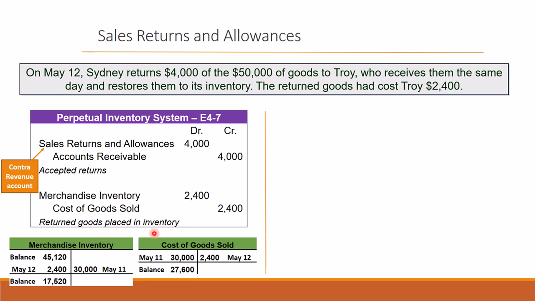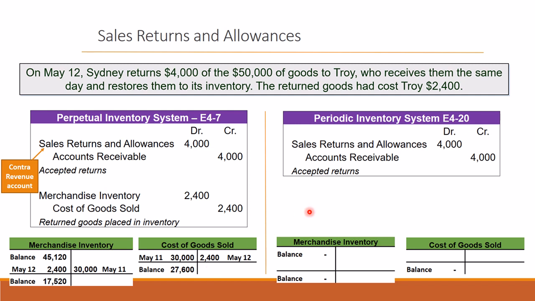After posting the second entry, the merchandise inventory account has increased by $2,400 to include the inventory that's now back on the shelves and can be resold. The $27,600 balance of cost of goods sold reflects the fact that there's a decrease in cost due to the product being returned. It's available for another sale.